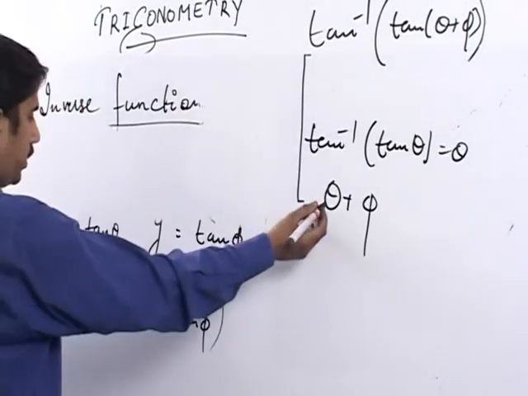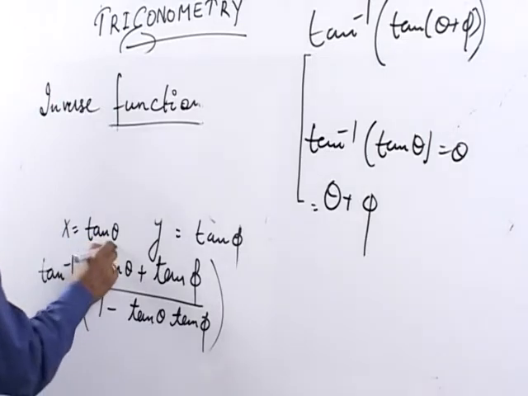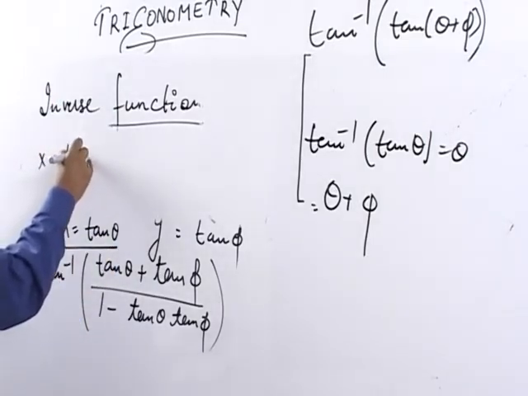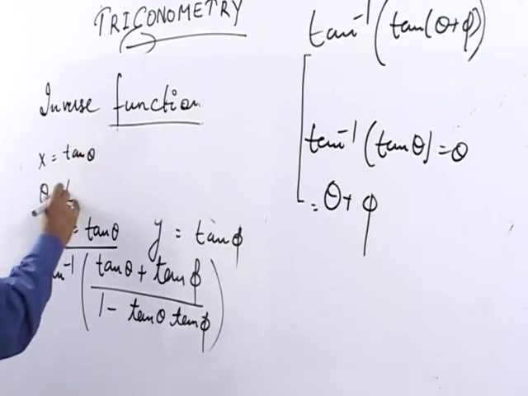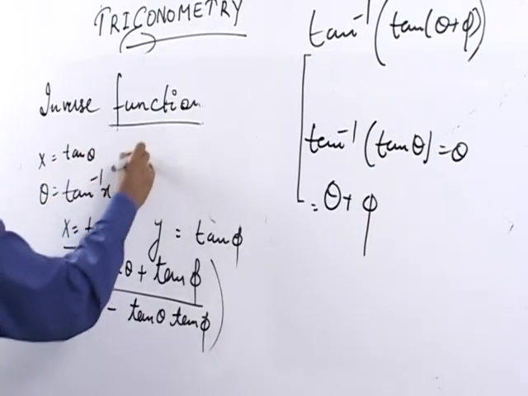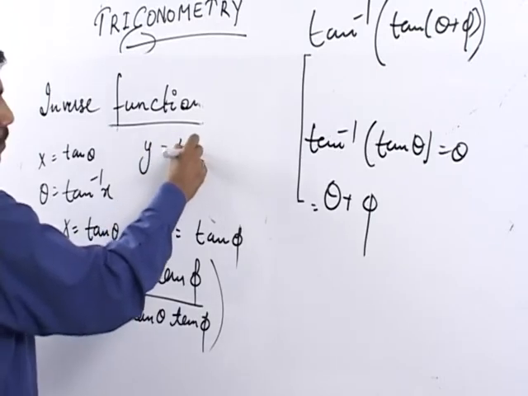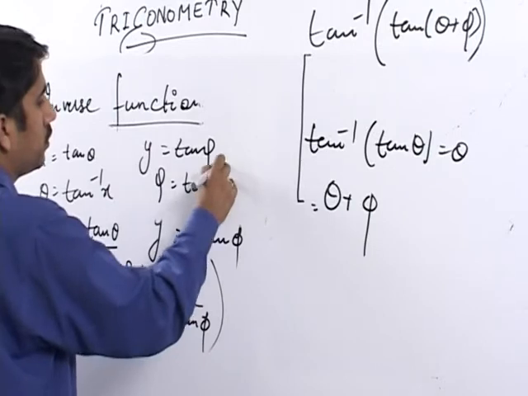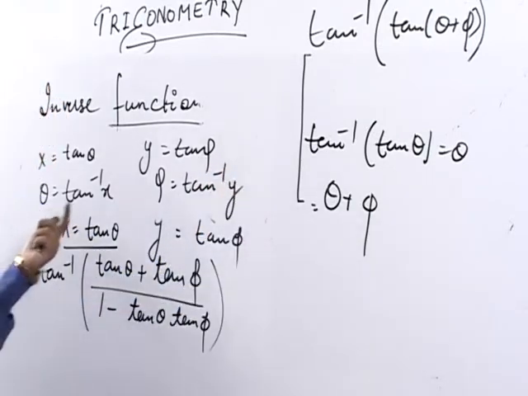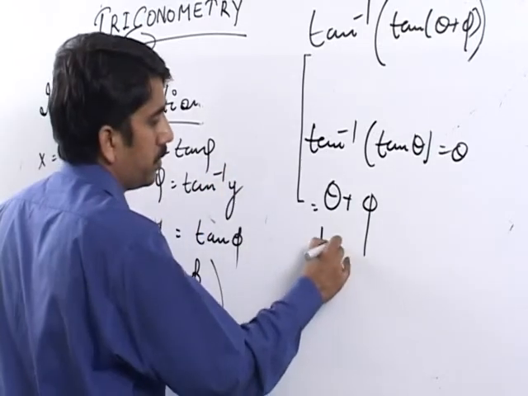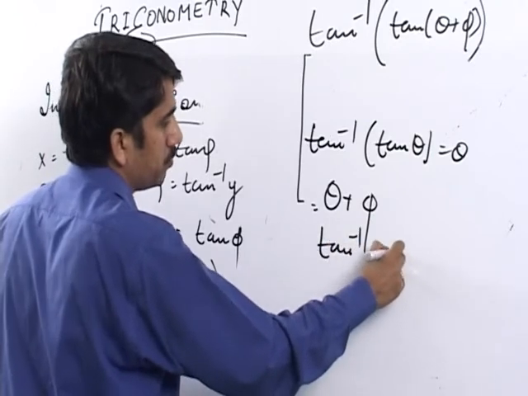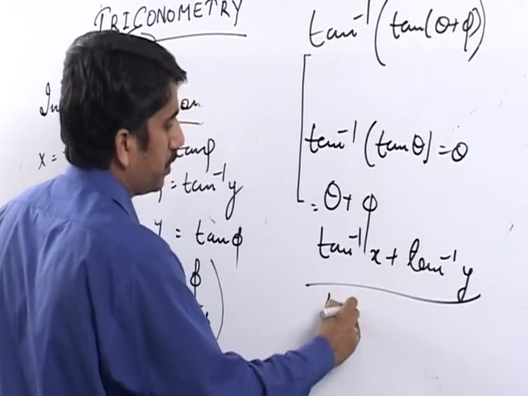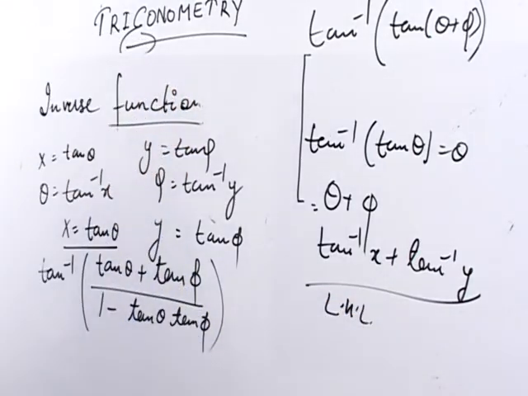Now, what was theta? From here, we know that x equal to tan theta, then theta will be equal to tan inverse x. And if y is equal to tan phi, then phi will be equal to tan inverse y. Therefore, by putting these values here, you will get tan inverse x plus tan inverse y, which is the left hand side and which was to be proved.